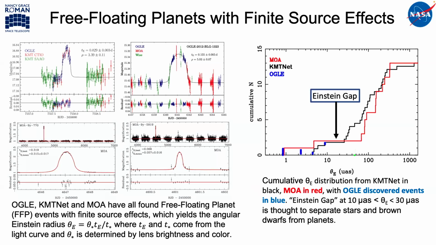So we've been talking about the free-floating planets now discovered with finite source effects. And here's this slide showing the Einstein gap with the 3 events detected by OGLE in blue. Some of those are also in the KMT sample. And so there's basically nothing between 10 microarcseconds and 30 microarcseconds.